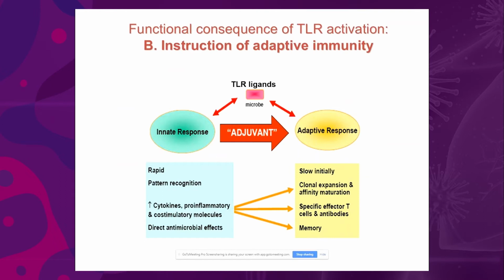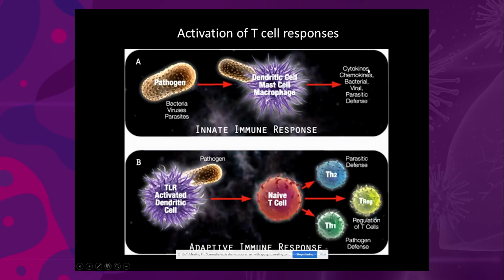The other functional consequence of TLR activation is the instruction of adaptive immunity. So toll-like receptors and innate immunity create the environment in which the adaptive immune response will develop, and the type of adaptive immune response that develops. And that depends a lot on the cytokine and chemokine profile that toll-like receptors, pattern recognition receptors, and innate immunity in general induce.